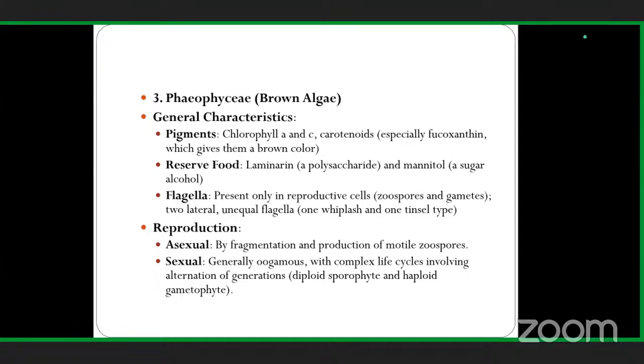So in Phaeophyceae, the brown algae, reproduction is asexual by fragmentation and production of motile zoospores, and sexual also. Generally oogamous, with complex life cycles involving alternation of generations, diploid sporophytic and haploid gametophytic. As we are moving ahead, the structure of reproduction is also becoming complex. Here you will find oogamous reproduction, but you will also see alternation of generations. We have already learned it: there is a diploid sporophytic phase and a haploid gametophytic phase. In the last part, we'll discuss this.